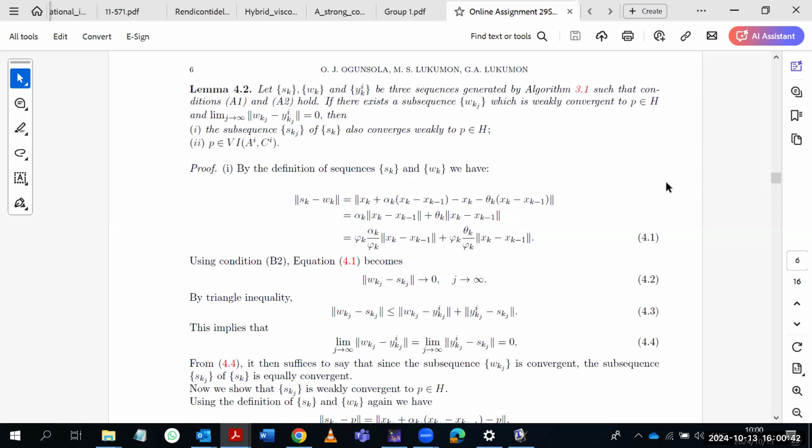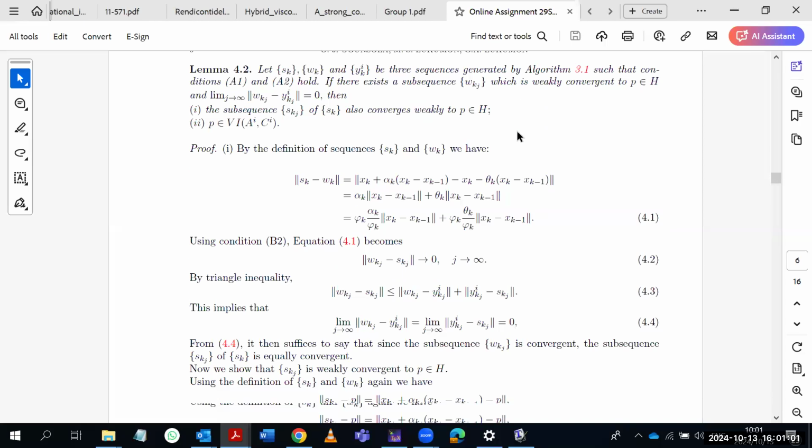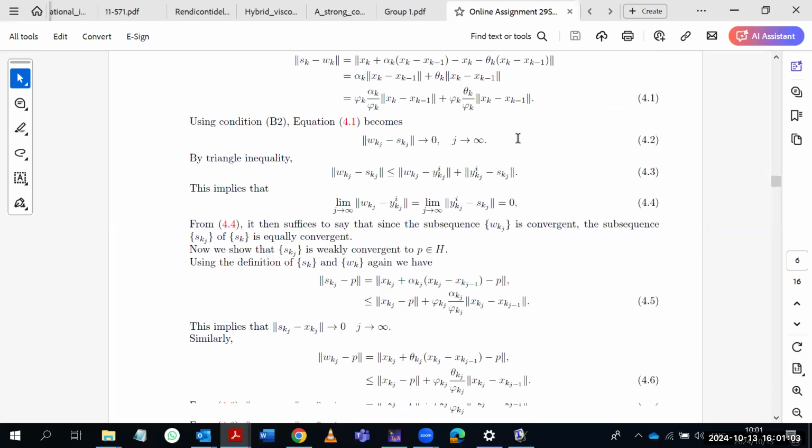Okay. So using the condition B2, equation 4.1 becomes, by the triangular inequality, WKJ. The same mistake is still here too. The same mistake, the same thing. So what about it?